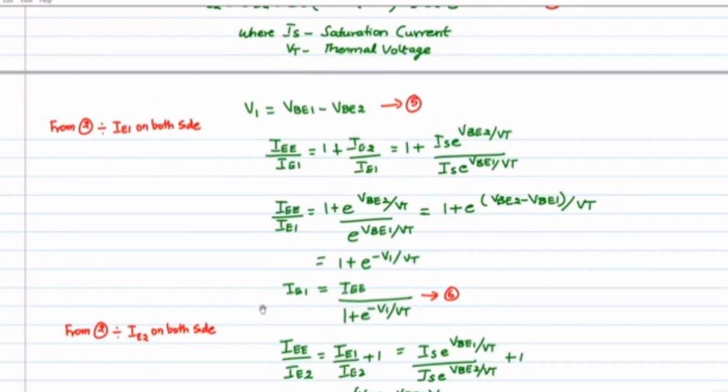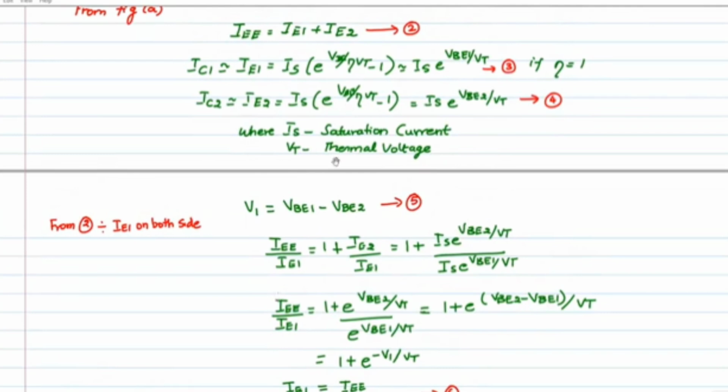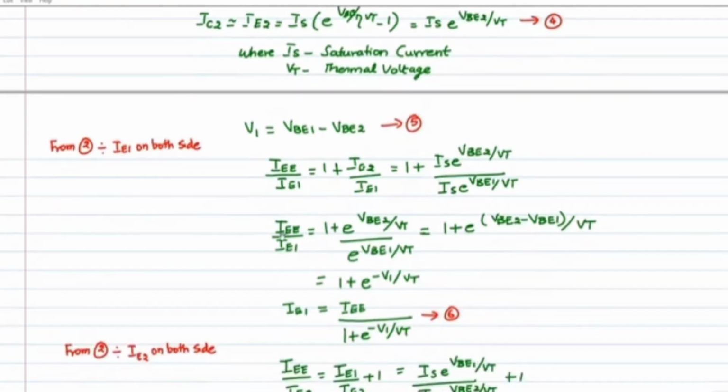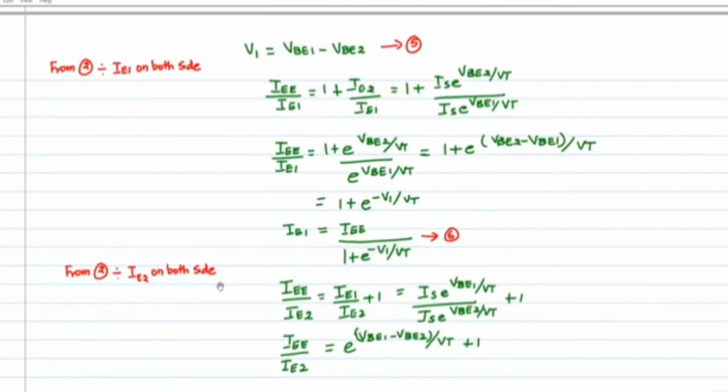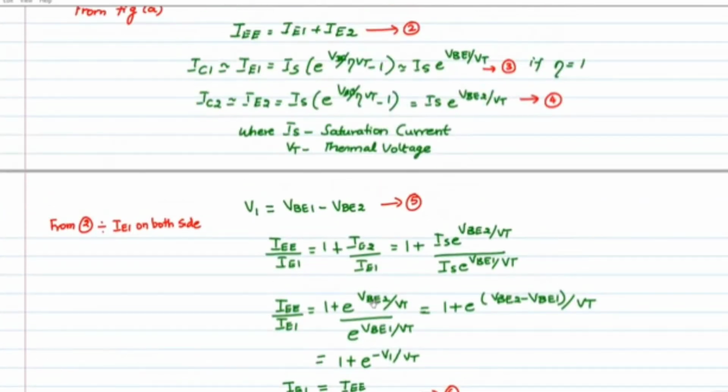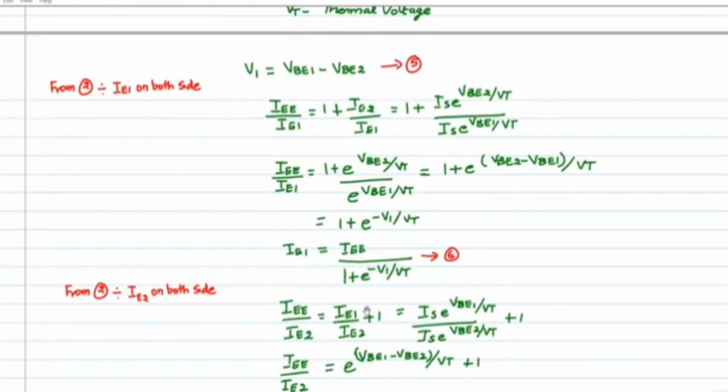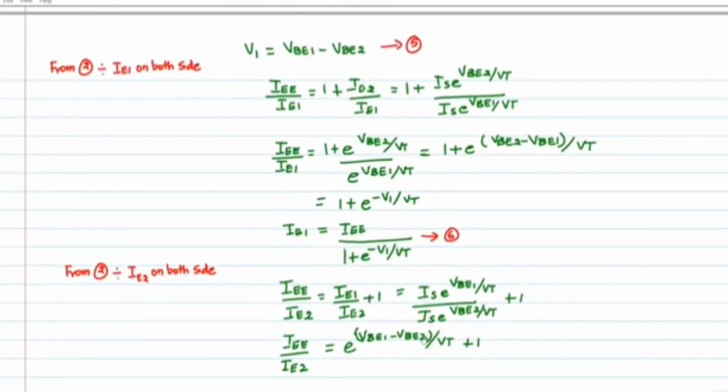From this I can write IE1 is equal to IE divided by 1 plus e power minus V1 divided by VT. So this is my sixth equation. If, instead of IE1, I divide equation 2 by IE2, I will get IE divided by IE2 is equal to IE1 divided by IE2 plus 1. That is equal to IS into e power VBE1 divided by VT, divided by IS into e power VBE2 divided by VT, plus 1.